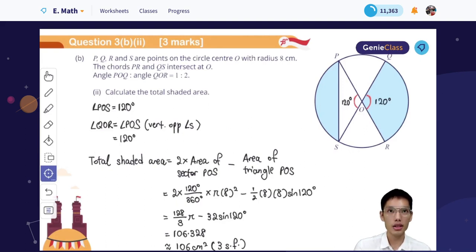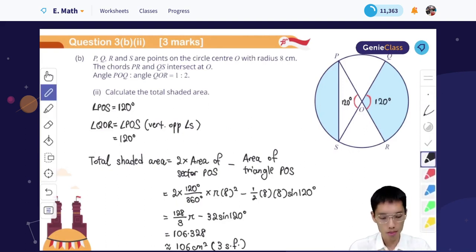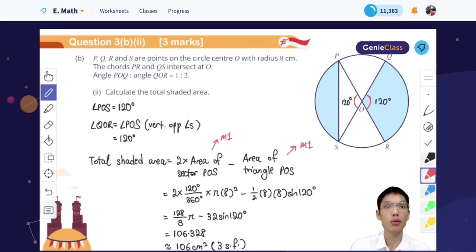To find the total shaded area, take note, the marks come into play, not the angles, but we identify, firstly, area of sector POS identified correctly minus my area of the triangle, that's another one identified correctly. These are the 2 marks that you need essentially in order to get the final mark where you get the correct answer.